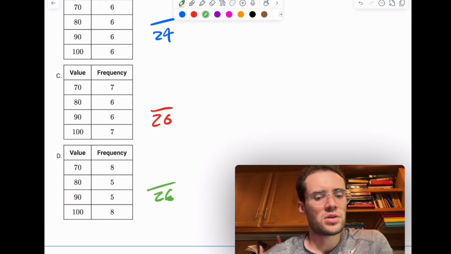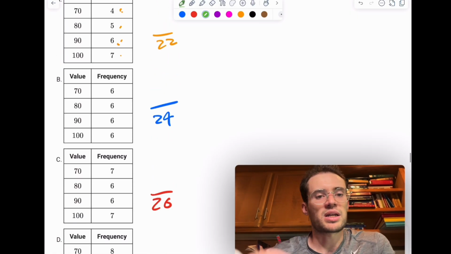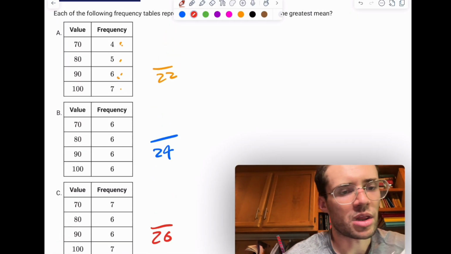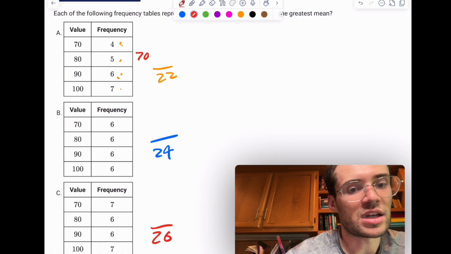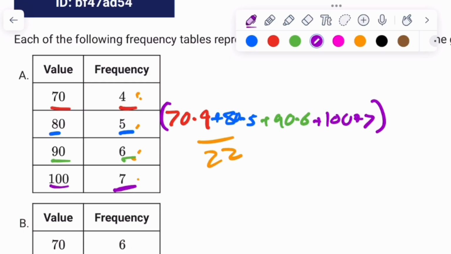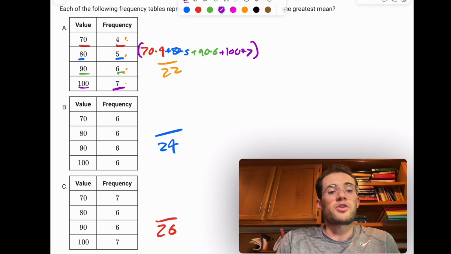So you could do the sums and then divide them by their respective numbers of values. So divide this sum by 22. And when I say sum, in this case it would be 70 times 4, because you have 4 70s, plus 80 times 5, plus 90 times 6, plus 100 times 7. Add all of that up, then divide it by 22. That would give you your mean. Now you can do that for each one and compare it.